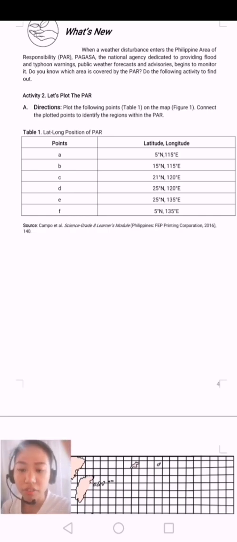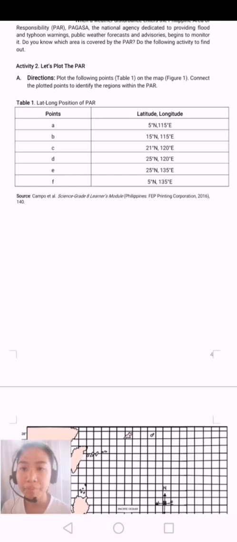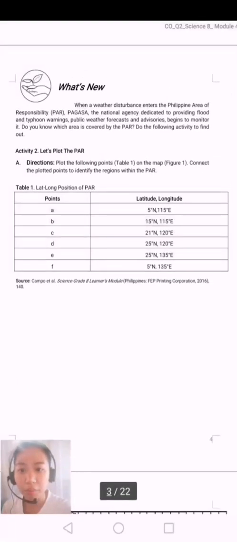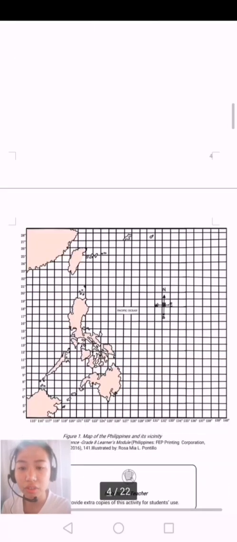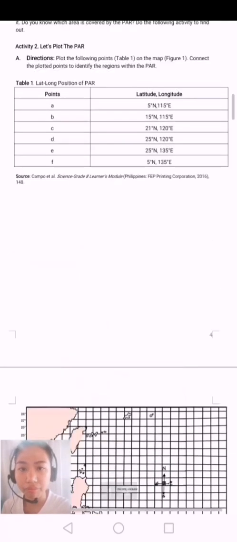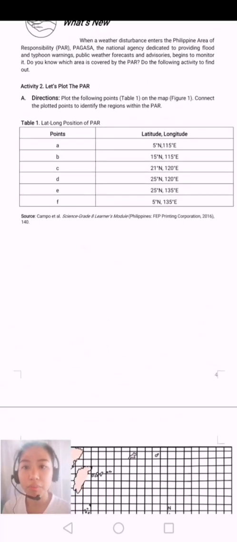Let's plot the Philippine Area of Responsibility. Direction. Plot the following points on Table 1 on the map, Figure 1. You are going to plot these points A to F in the map. Connect the plotted points to identify the regions within the PAR, or the Philippine Area of Responsibility. Table 1 has points A to F. Indicated are the latitude and longitude.